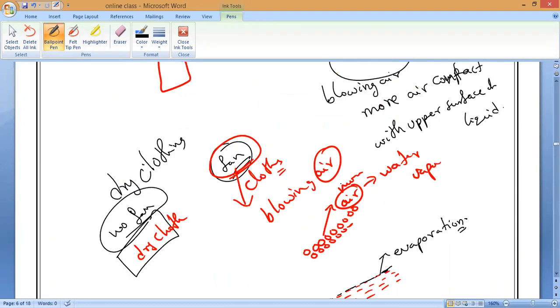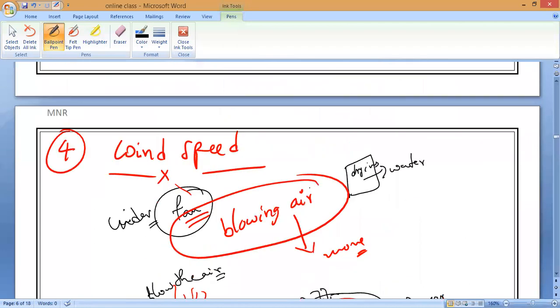So this is the fourth point. All of you write it. What is the fourth point? Wind speed. Okay, write it. The rate of evaporation of a liquid increases with increasing wind speed.